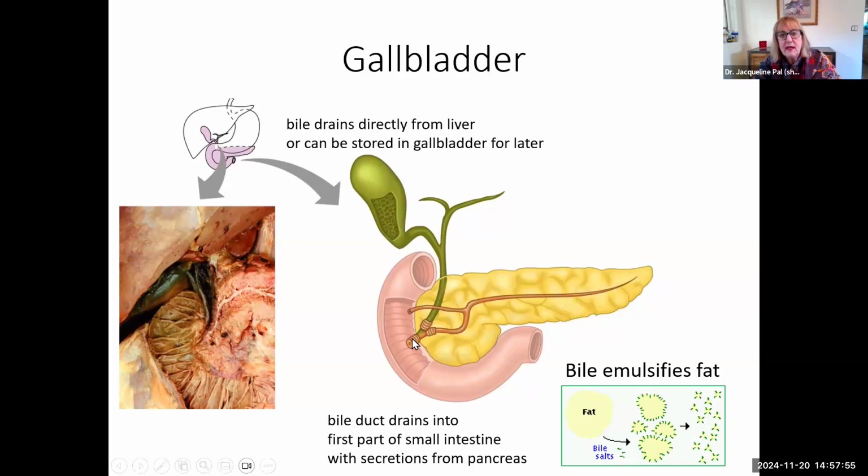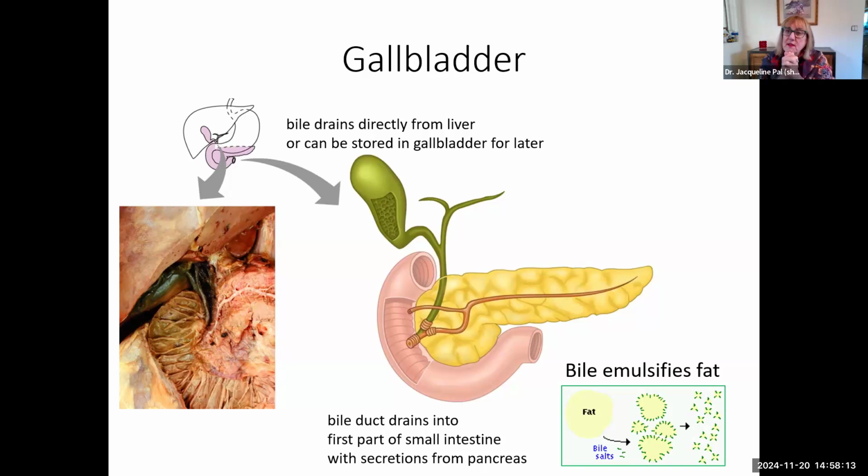And that is because bile emulsifies fat. And you're going, well, that's great, but I don't know what that means. What that means is if you have a big fat globule and you put bile salts with it, that big fat globule is made into smaller things.